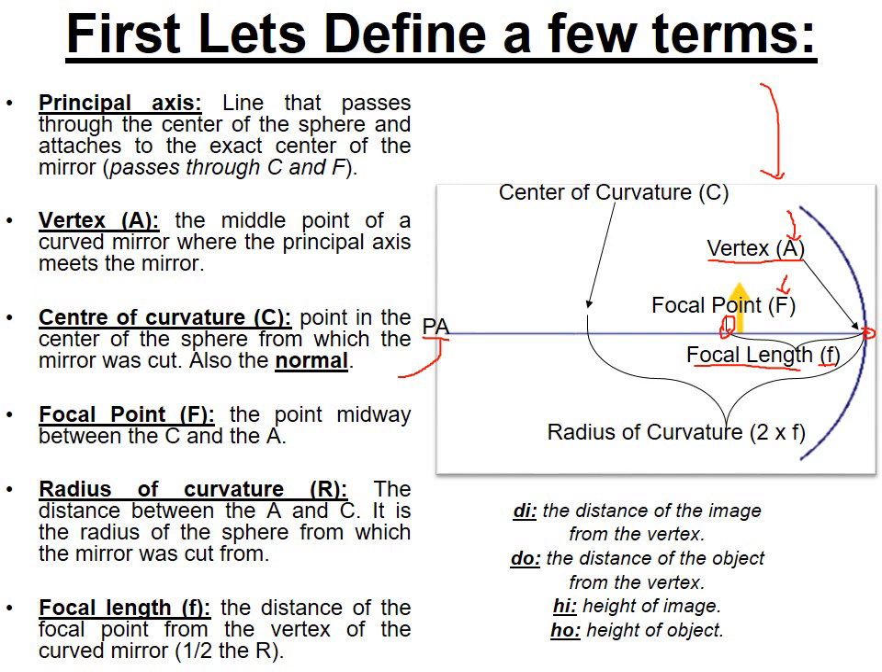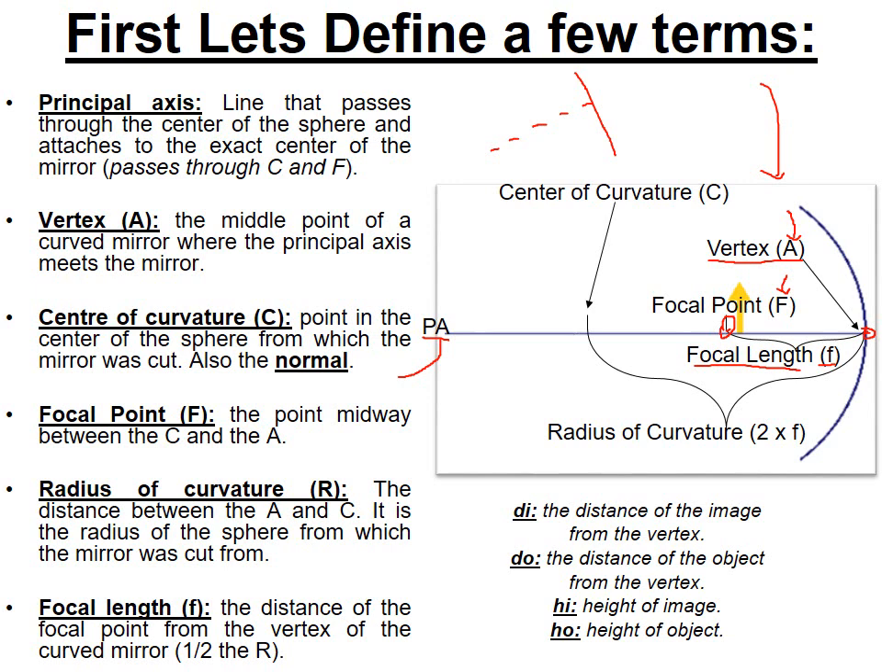And then we get to another point called the center of curvature. That represents the radius, or the midpoint of the sphere from which the mirror was cut. So this center of curvature is also actually considered the normal that light rays will reflect about. Kind of like you had a normal in your plane mirror that was 90 degrees to the mirror. The normal happens to be located at the center of curvature.